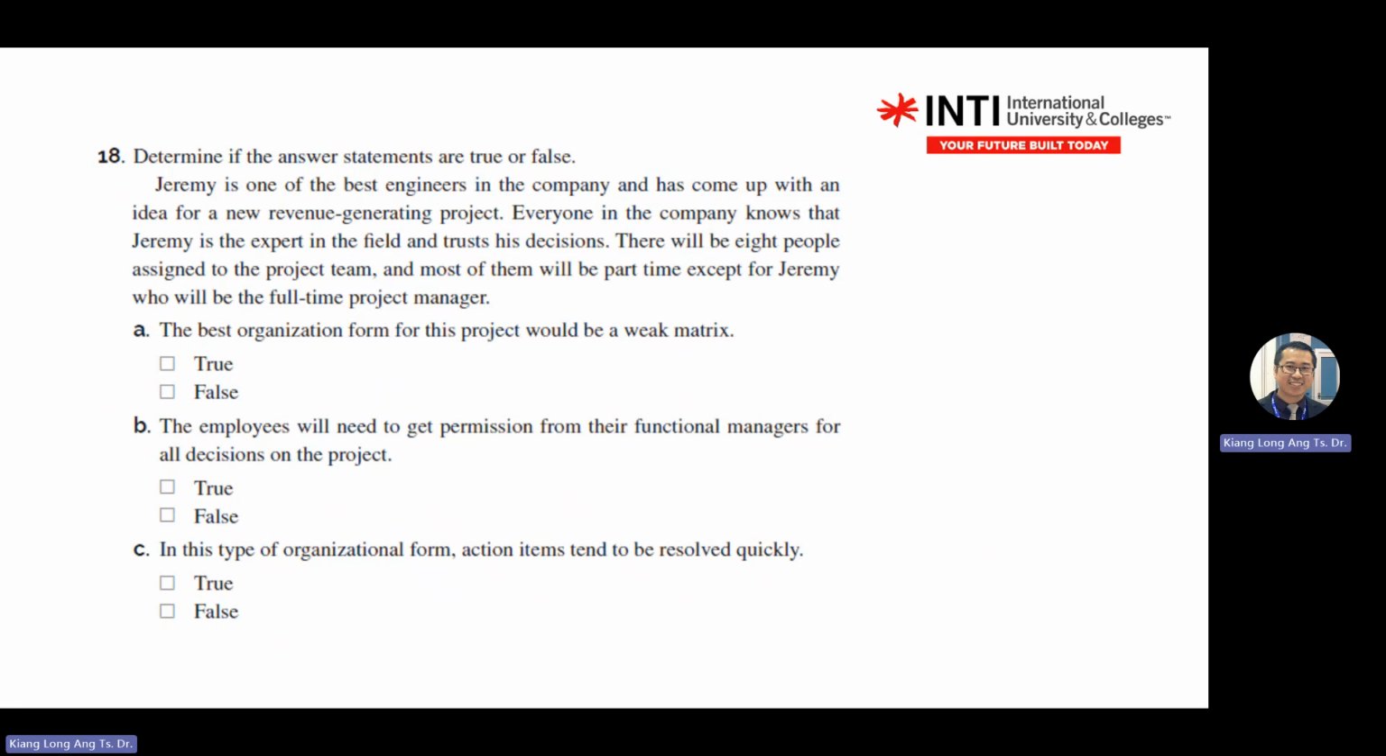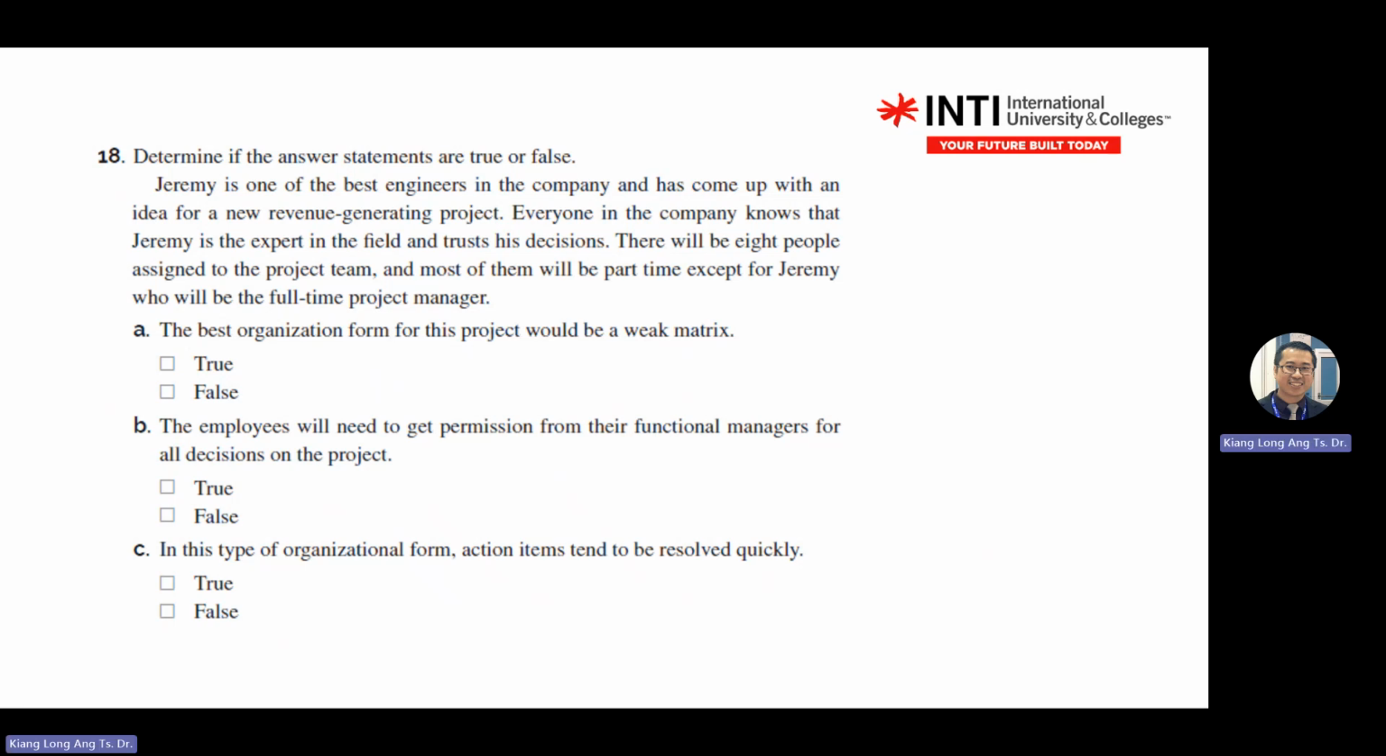The triangle is what? Technical, leadership, and business. So you see, he mentioned here best engineer. Come up with the idea for new revenue generating projects. Everyone in the company knows that Jeremy is an expert in the field. Trust his decision. There will be 8 people assigned to the project team. Most of them will be part-time, except Jeremy, who is a full-time project manager. Best organization for this project will be weak matrix, true or false?